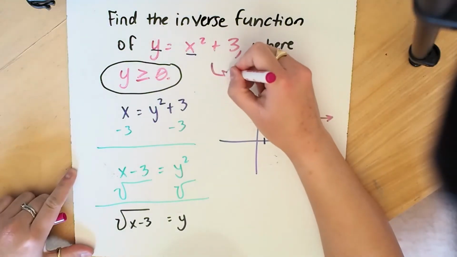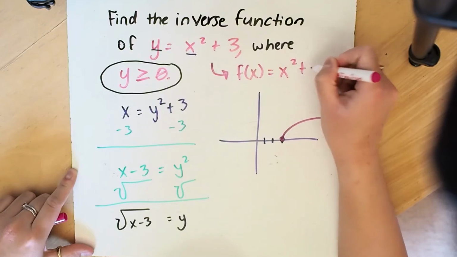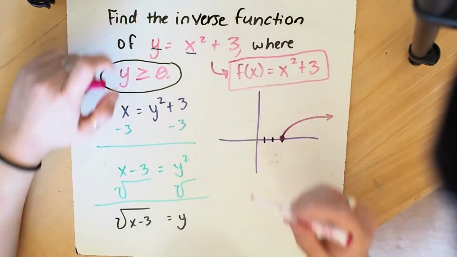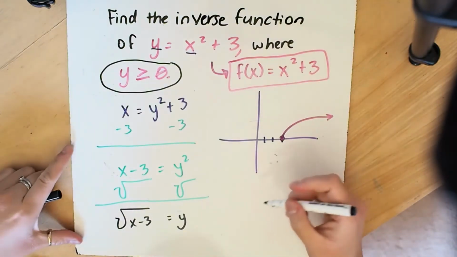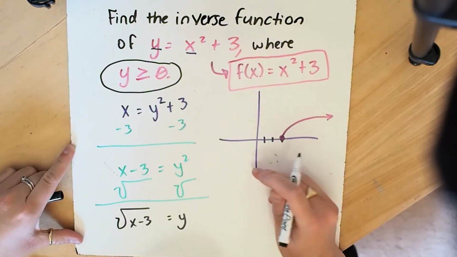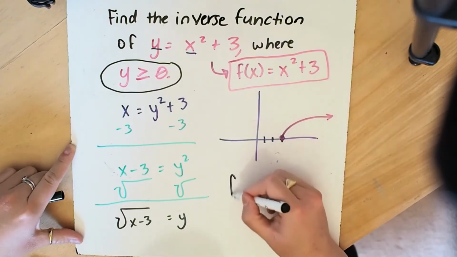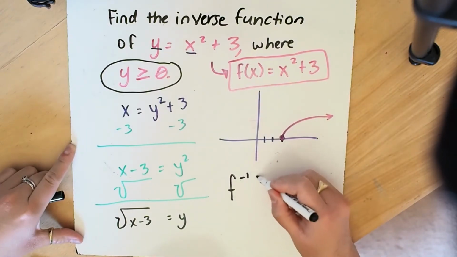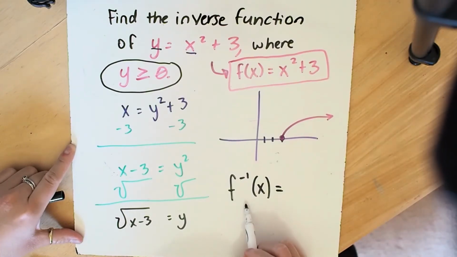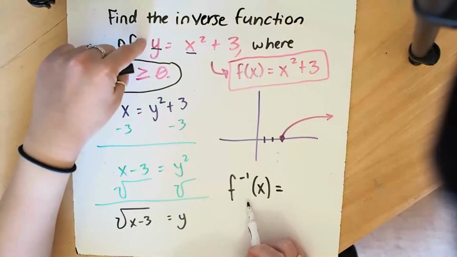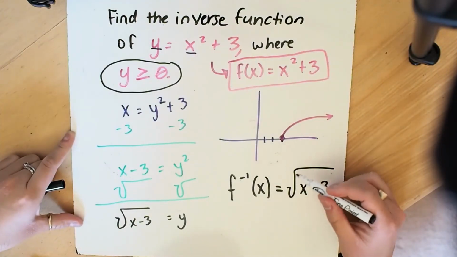Another way of writing this would be to say f of x is equal to x squared plus 3. When we write the inverse function, what you're going to see later in math is that inverse function notation is always written like this. When I want to say the inverse of the original function, I say f to the minus 1 of x is equal to. So this represents the inverse of whatever original function you were given. I can then rewrite it as f to the negative 1 of x is equal to the square root of x minus 3.